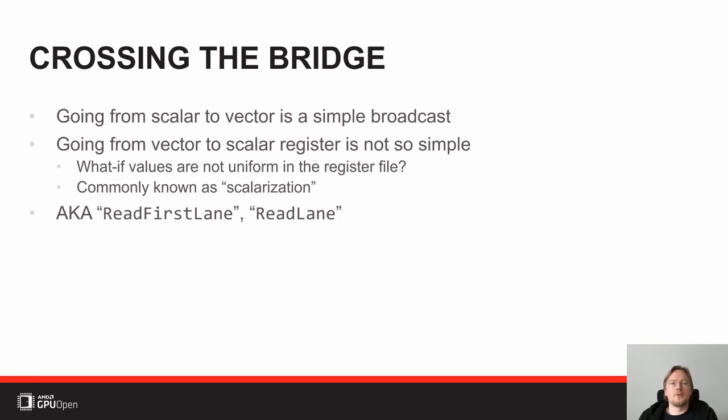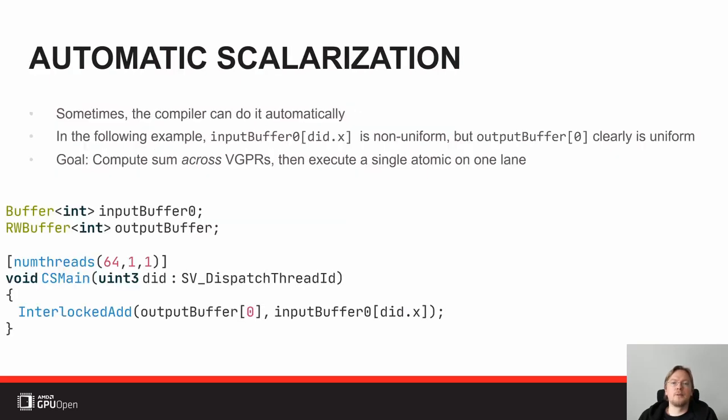The other direction is what is called scalarization. So if you have seen a GDC presentation about read first lane or read lane, that's going from varying to scalar. And I hope you understand at this point why this is not a trivial thing to do, right? Because it means you understand how the control flow looks, you understand how the data flow looks, and now you can make this jump. Sometimes, however, the compiler can actually do it for you for free.